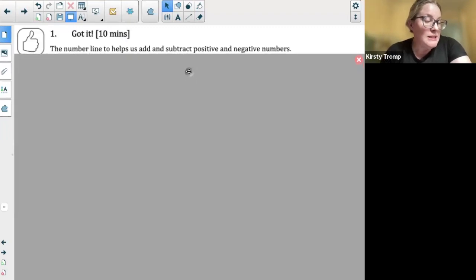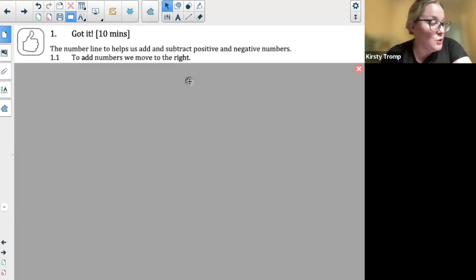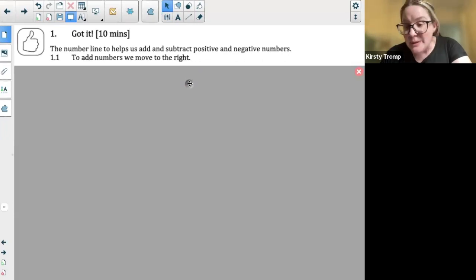The number line helps us to add and subtract positive and negative numbers. So last year we relied a lot on the number line, especially for those of you who had schools where you weren't allowed to use calculators, okay? Some of your schools were really strict. They didn't let you use calculators, and so you had to rely a lot on number lines. So when we added numbers, we always move to the right.